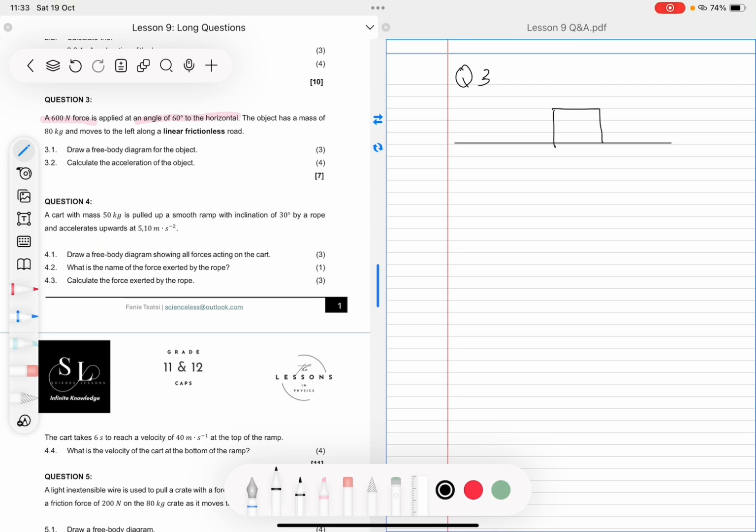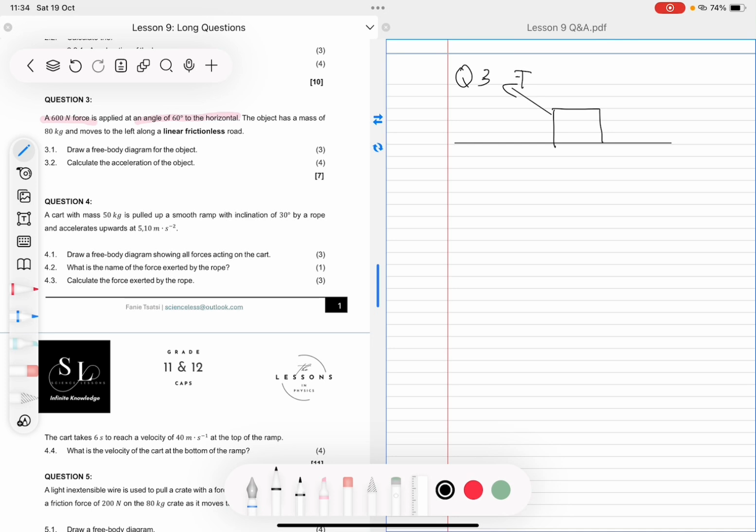Now the question goes to say the object has a mass of 80 kg and moves to the left along a linear frictionless road. So this means this force has to be applied in this direction for the object to move to the left. Okay, what's happening here?